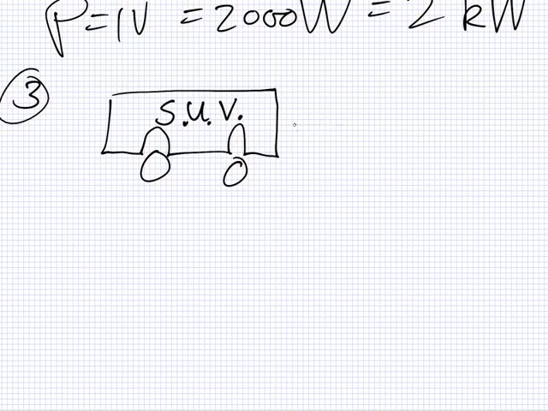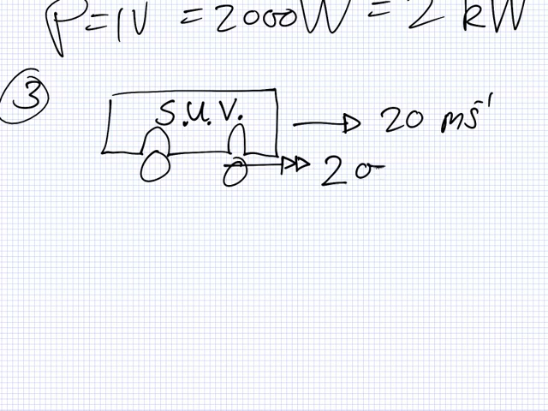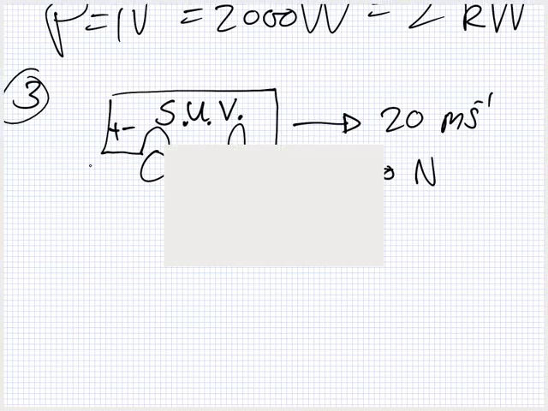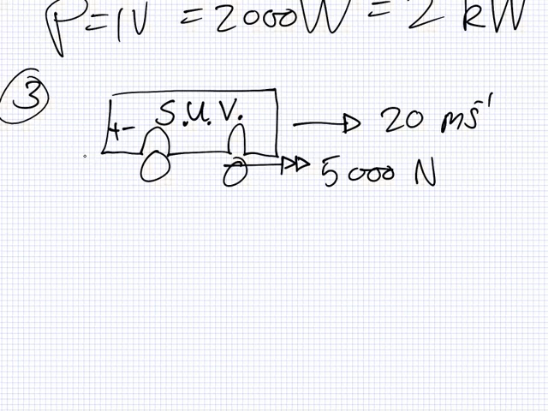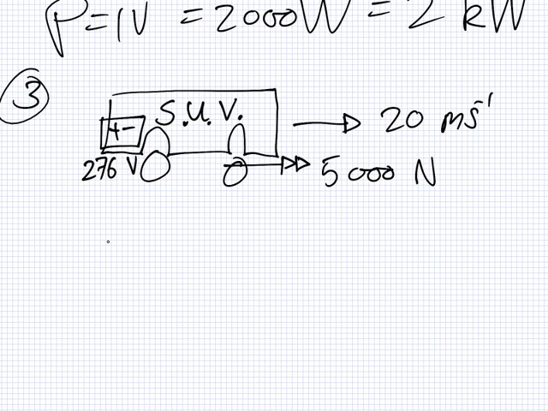So we know the speed. What is it? 20 meters per second. What else do we know? We know the force in the engine is 5,000 newtons. And in the battery here, it's 276 volts. And what do I want? The resistance. Right, now watch carefully, please.